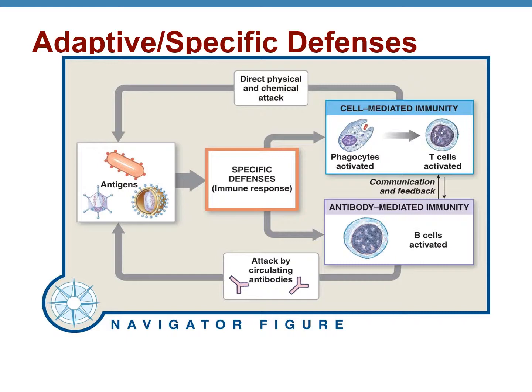This figure shows how both cell-mediated and antibody-mediated immunity act together when antigens enter or attack your body. The cell-mediated immunity will mount a direct physical and chemical attack on the antigen, while the antibody-mediated immunity will activate B cells. The B cells will produce antibodies. The antibodies start circulating in your bloodstream, and then the antibodies go and attack the antigens.